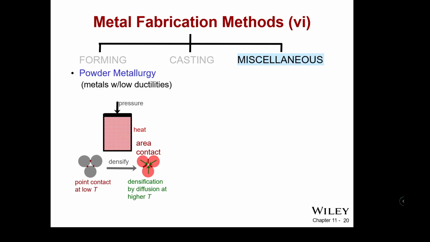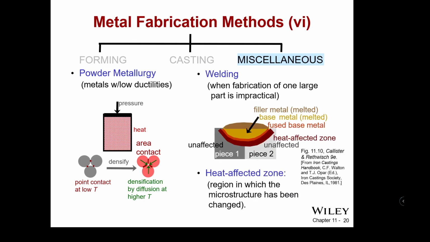Powder metallurgy. This is becoming a more common technique. Fill a mold with powder under pressure. You have a point of contact. You sinter them, densifying by diffusion at higher temperature. Those metals come together. They're often called MIM parts. Metal injection molded is essentially what this is trying to get to.